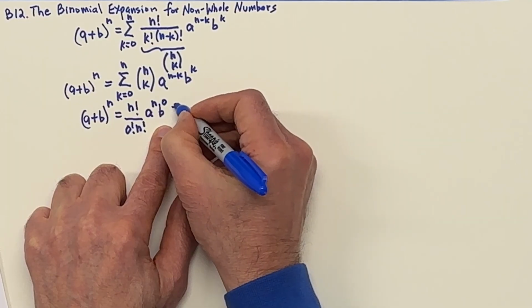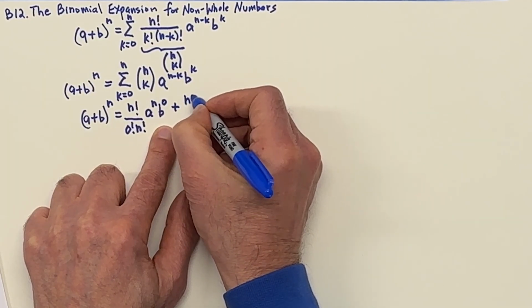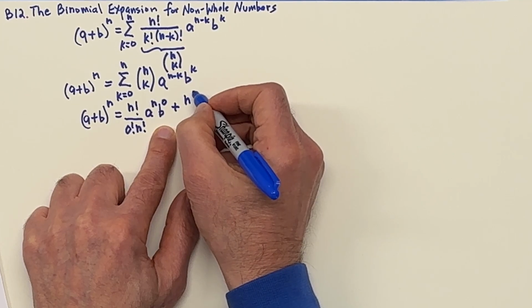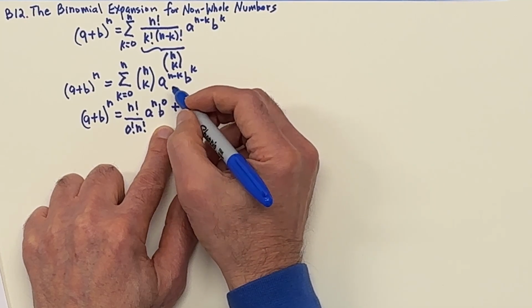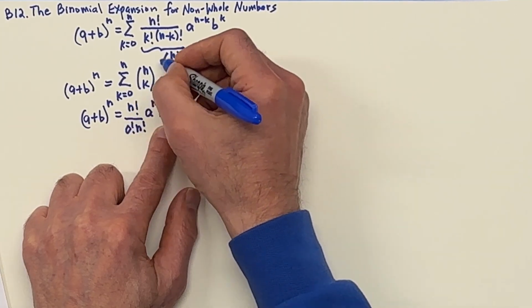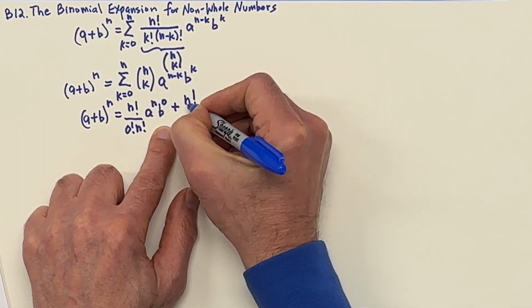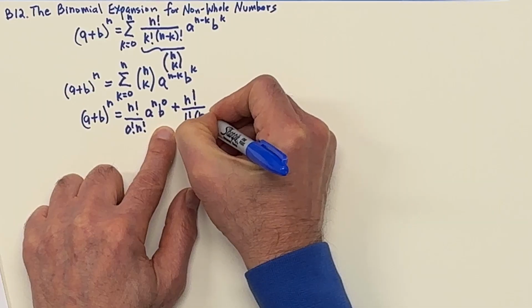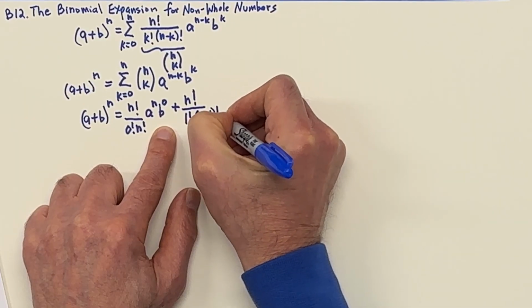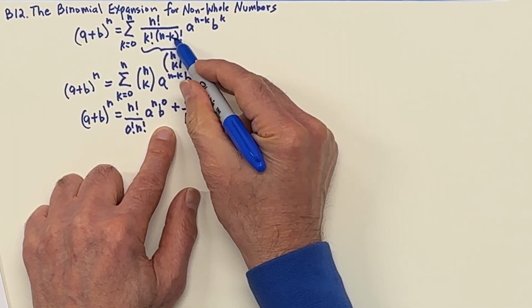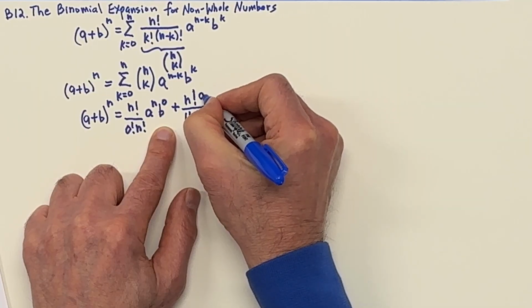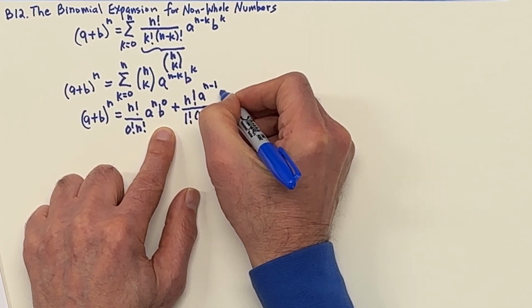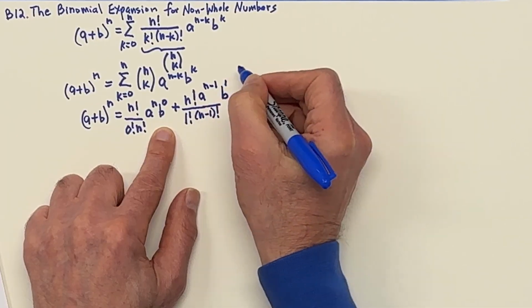Now the next term would be n factorial, where k is equal to 1: n factorial over 1 factorial, and then n minus 1 factorial, just applying this formula. Then we would have a to the n minus 1, and we would have b to the first power.